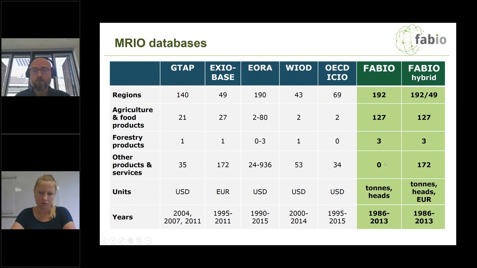And then, of course, FABIO does not capture any other products or services, which are captured by all the other MRIO tables. But when combining FABIO with EXIOBASE, we actually can cover 172 non-food industries and services. FABIO is in tons and heads, heads for livestock, as I mentioned, and it's quite a long time series, which will also be extended in the future.